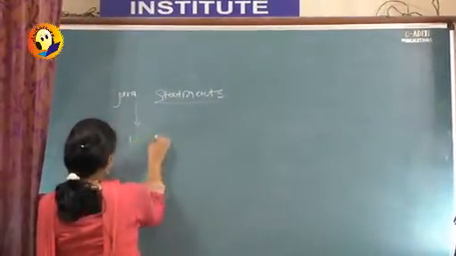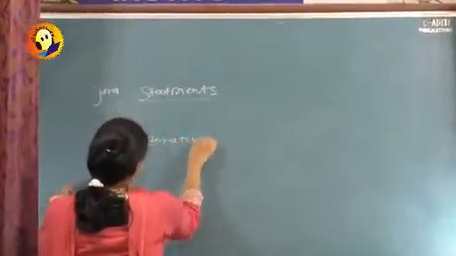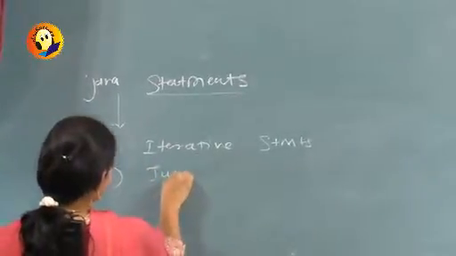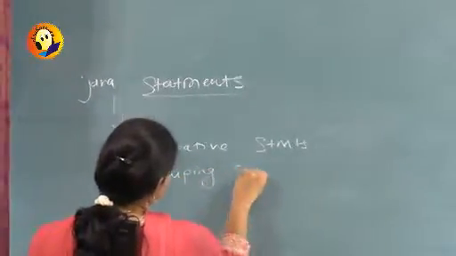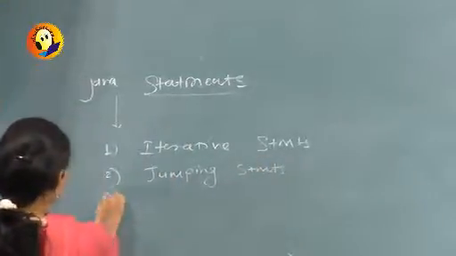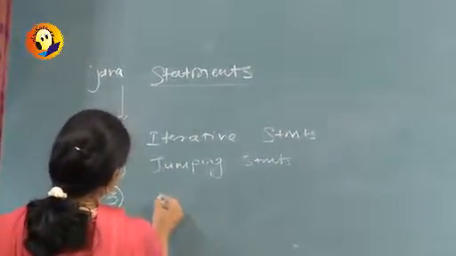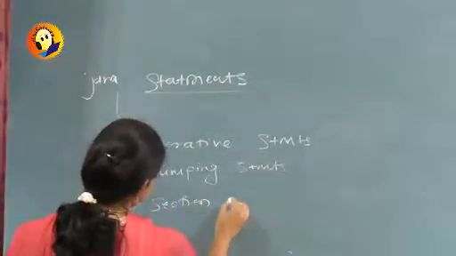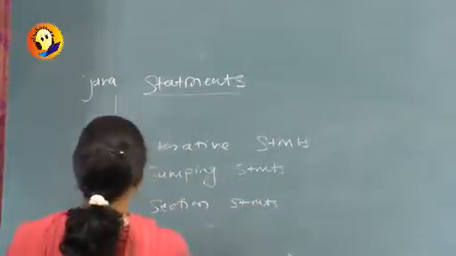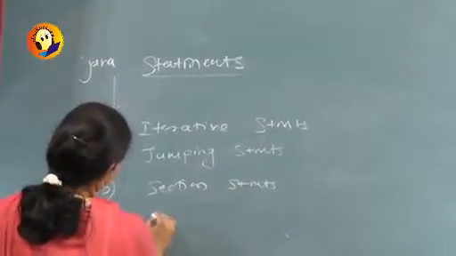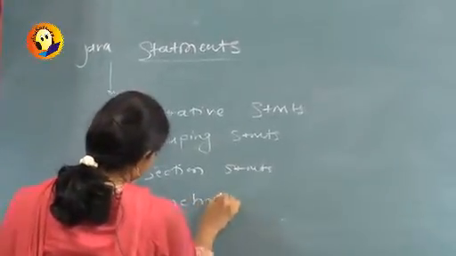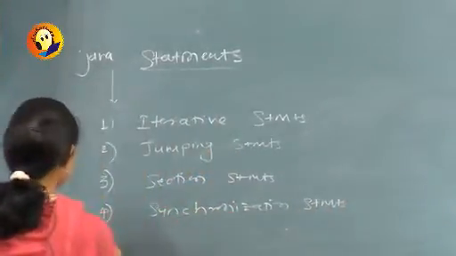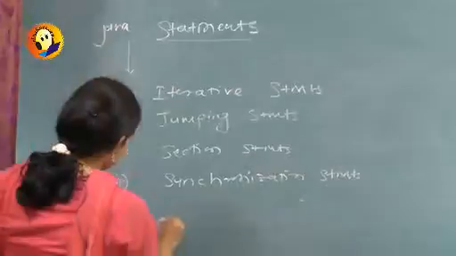First one, iterative statements. Second one, jumping statements. Third one, selection statements. Fourth one, synchronization statements. Fifth one, guarding statements.